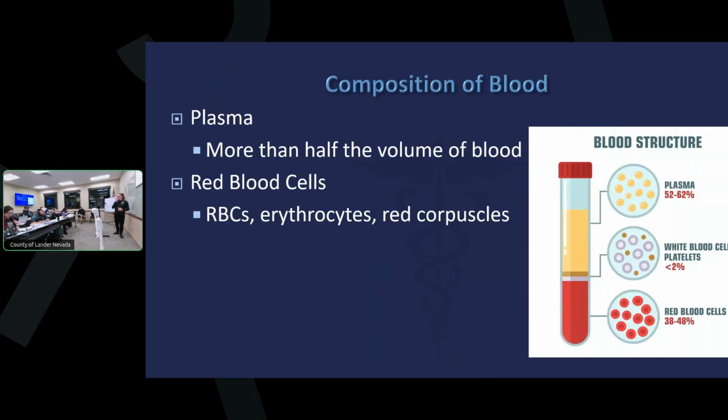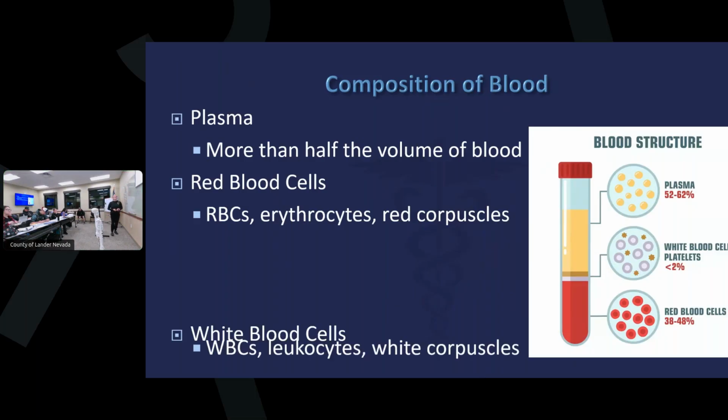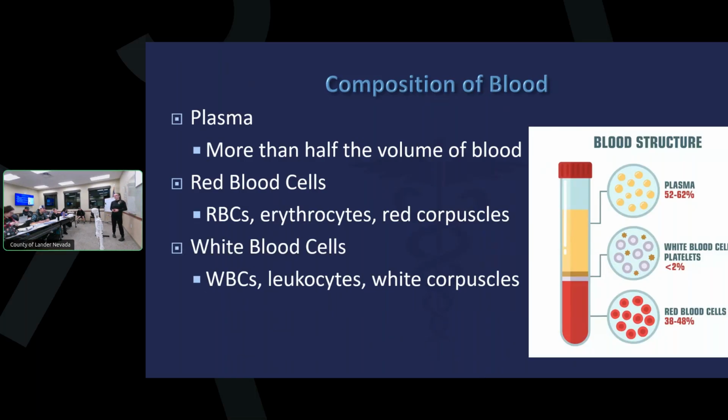These are what carry our oxygen, right? So red blood cells, erythrocytes, red corpuscles. That's what carries our oxygen. And then you have our white blood cells. These are what fight infection. They're also called leukocytes. So whenever we talk about leukemia, they're talking about white blood cells, leuko.